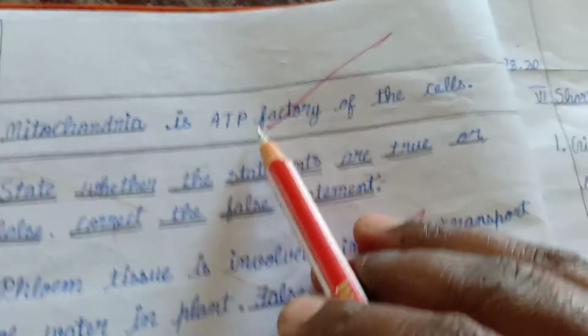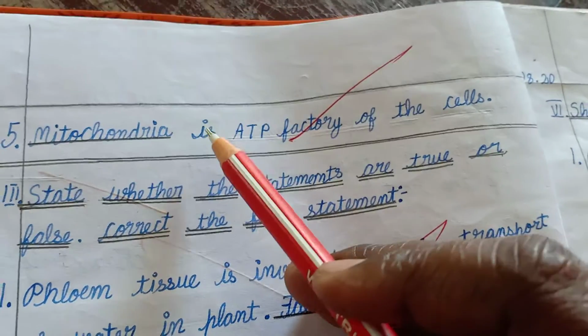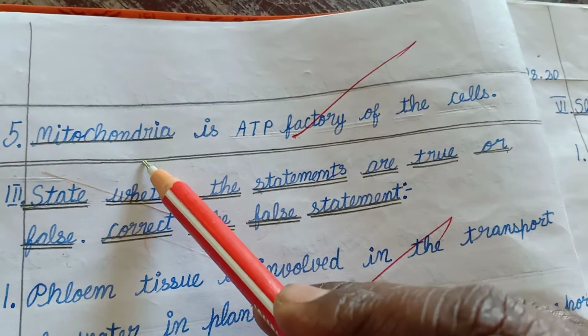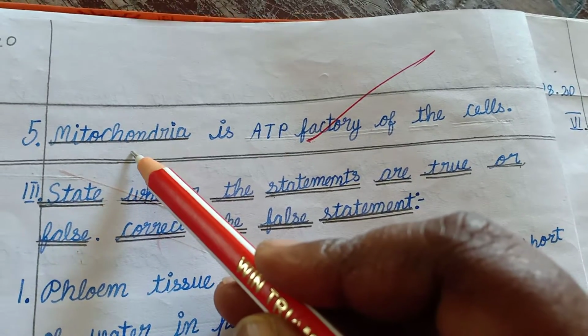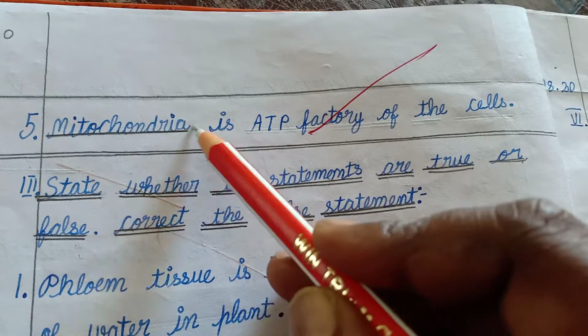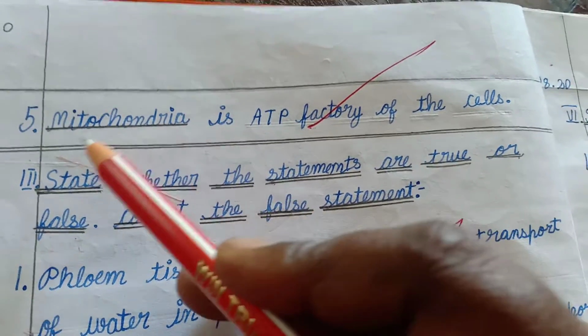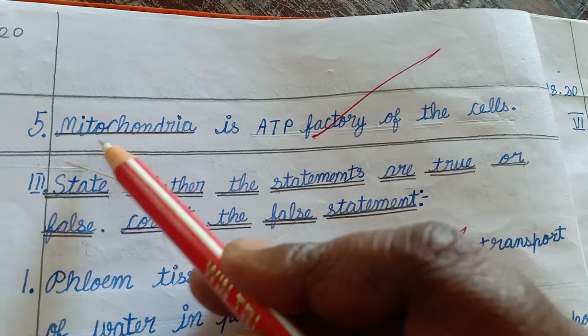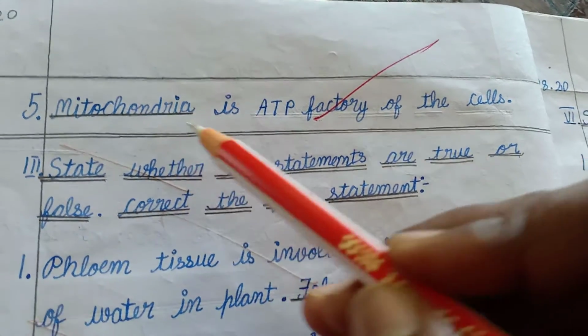Now the fifth question, mitochondria is the ATP factory of the cell. So where is ATP produced? Mitochondria. M-I-T-O, mito, C-H-O-N, chondria, D-R-I-A, mitochondria. I repeat, M-I-T-O, mito, C-H-O-N, chondria, D-R-I-A.